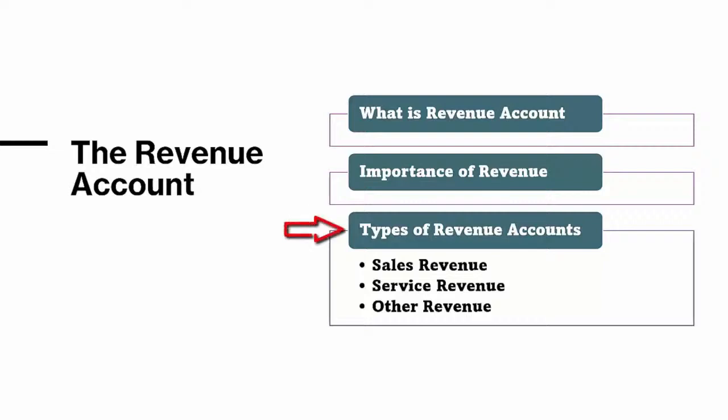Types of revenue accounts. In accounting, there are different types of revenue accounts that record various sources of income for a business. Here are the main ones. 1. Sales revenue. This is the income earned from selling goods or services. For example, if a retail store sells clothes, the money it receives from each sale is recorded as sales revenue. 2. Service revenue. Some businesses earn income from providing services instead of selling goods. For example, if a cleaning company charges a customer for cleaning services, the payment it receives is recorded under service revenue.